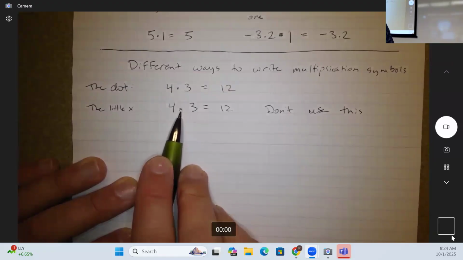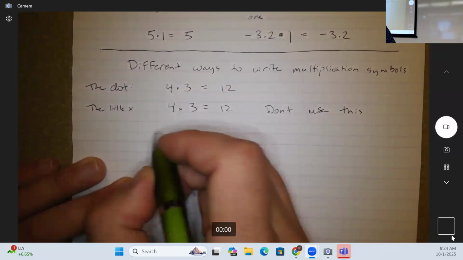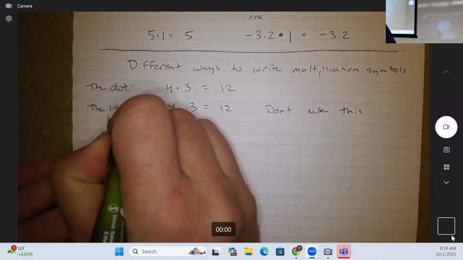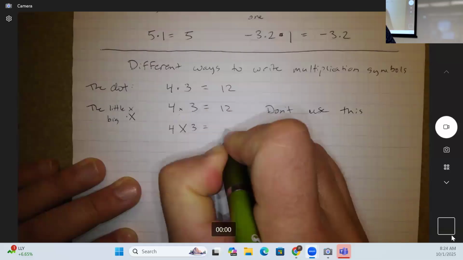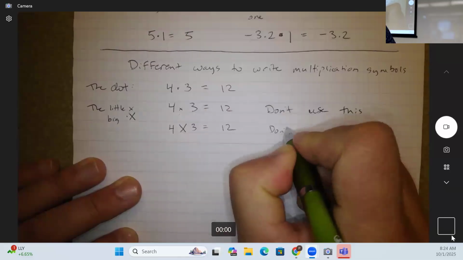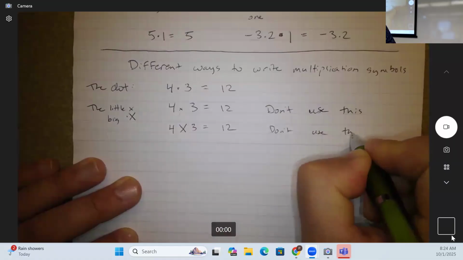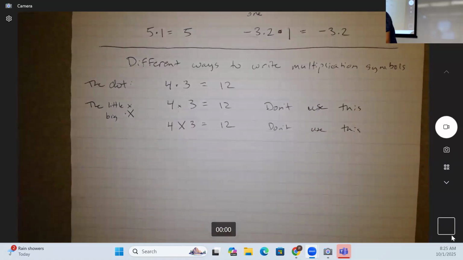And sometimes it's not a little x, sometimes it's a big X. So I'll write it here. Also don't use this. You might have to see it sometimes. You might have a textbook that uses it, but it gets really confusing once we move into algebra where we use x as a variable.